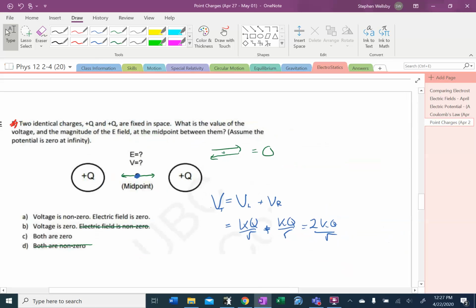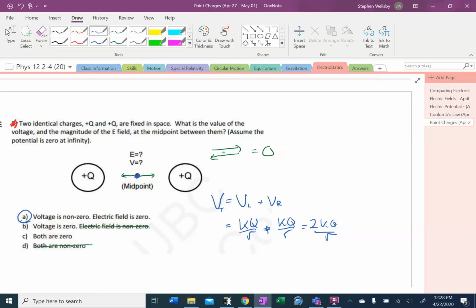Now r is not 0, k is not 0, 2 is not 0, q is not 0. So could this total potential possibly be 0? And the answer is no. So you do need to include this overall charge in your calculations by including it as q. So let's change the question slightly. Okay, so the answer for this one here is that voltage is non-zero. Voltage is going to be equal to 2kq over r, but the electric field is 0.